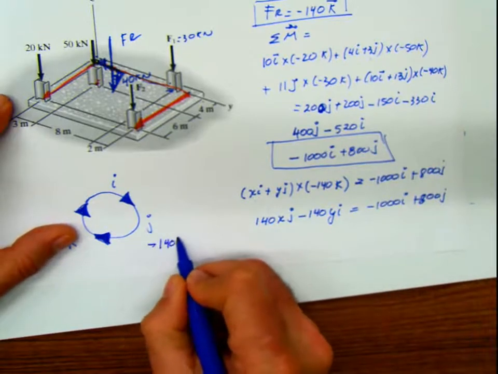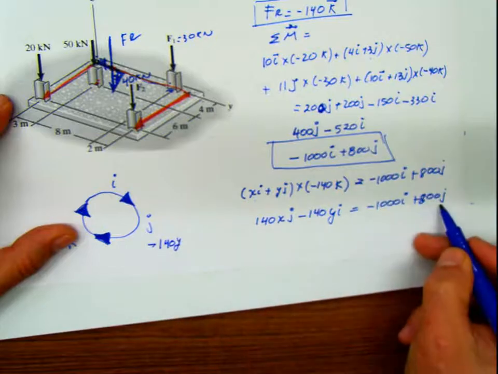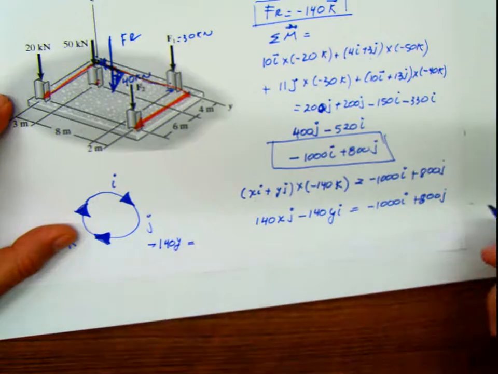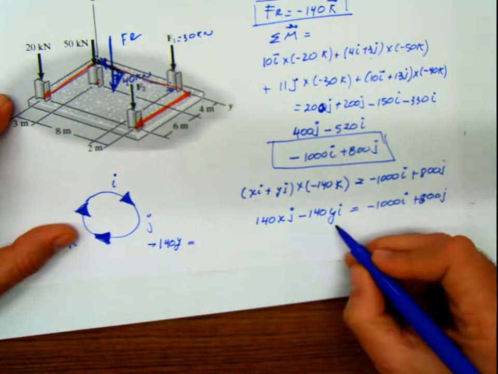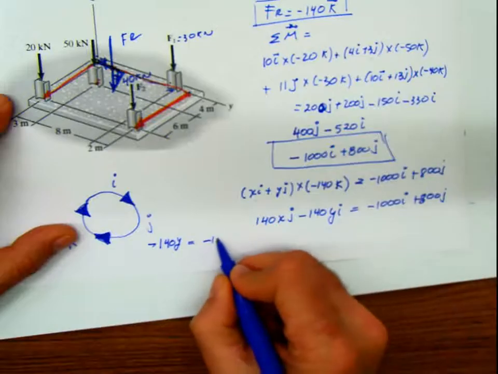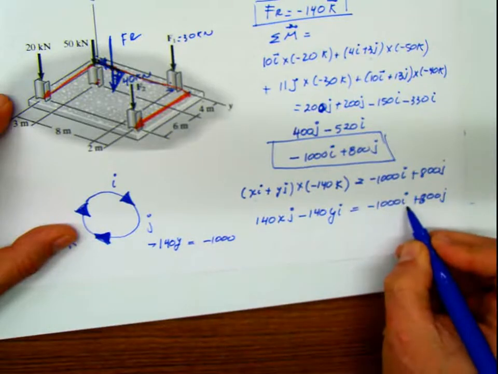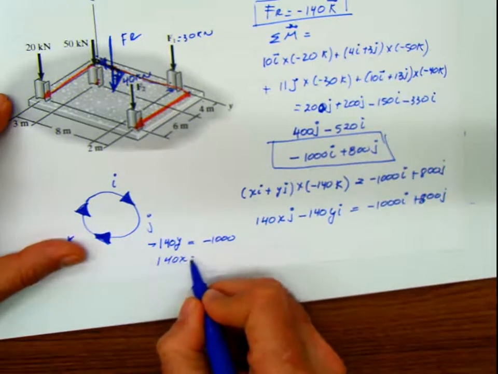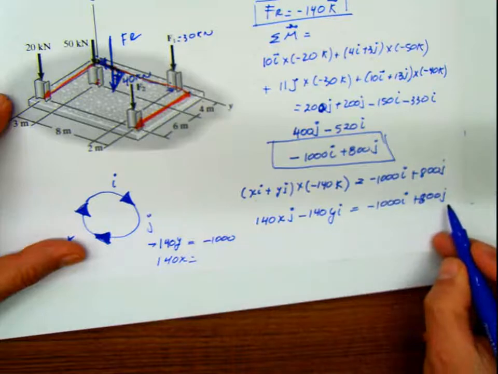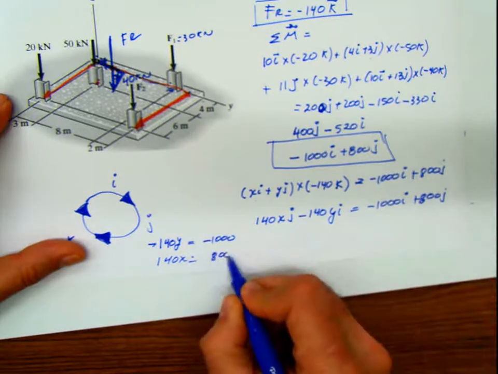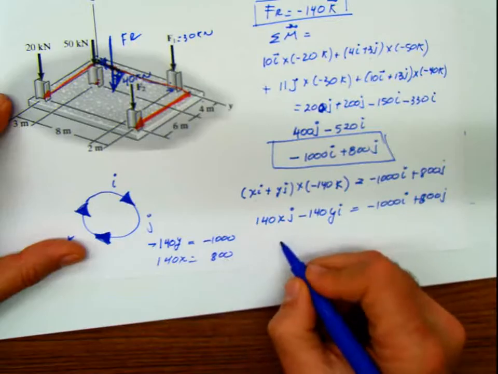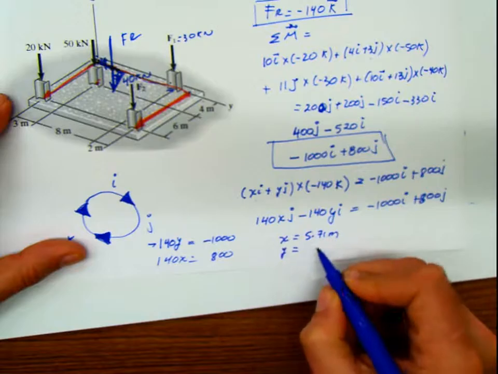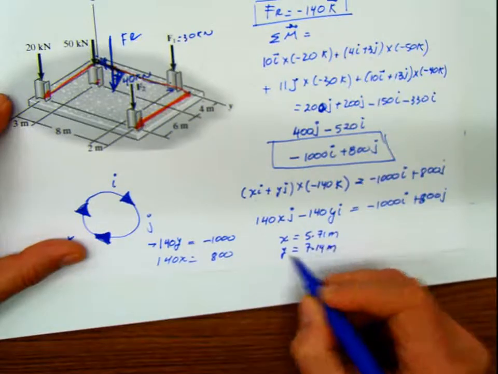And because it has to be equal, negative 140y has to be equal to negative 1000, and positive 140x has to be equal to this 800, because both are in j. From here you can calculate that x is equal to 5.71 meters and y equal to 7.14 meters.